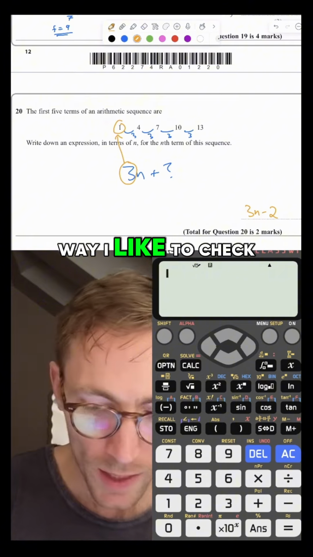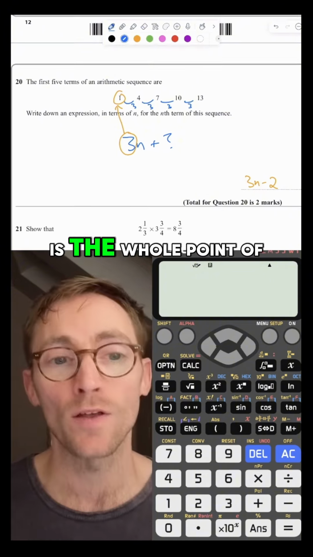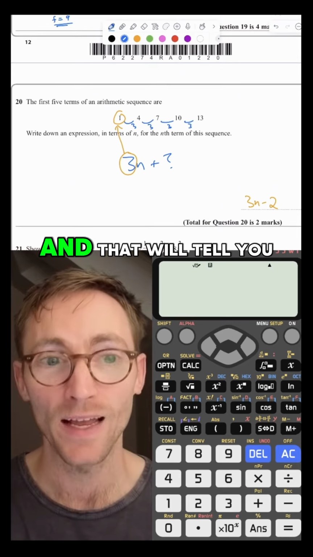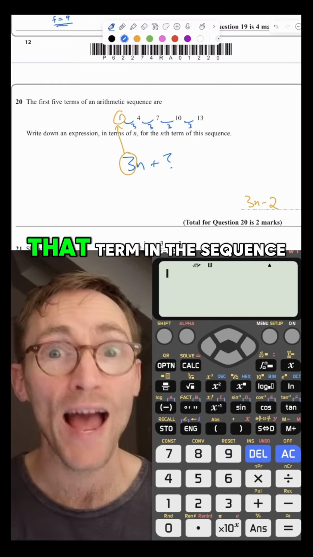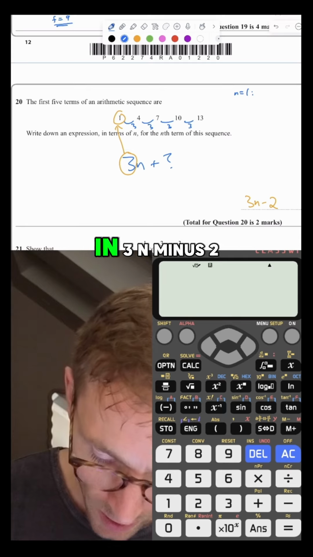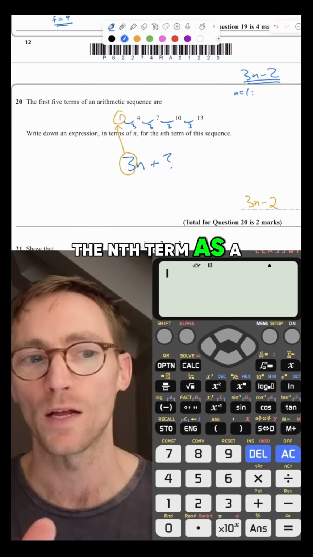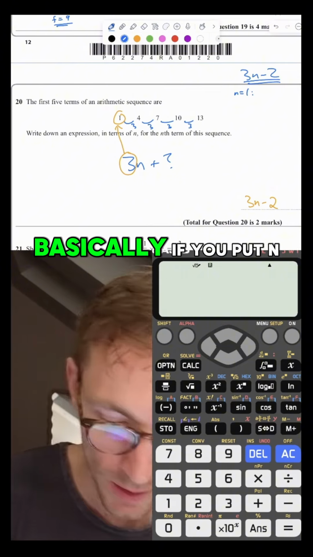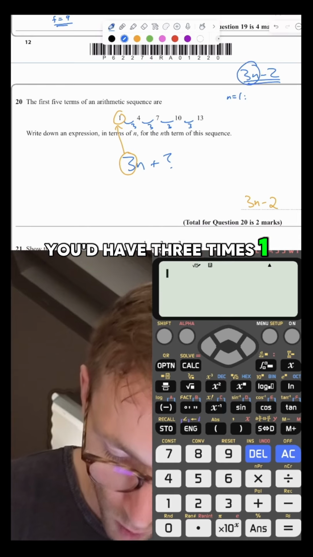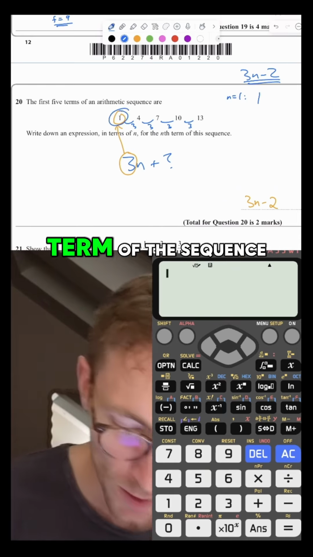The one way I like to check this, I would really want to check your work here, is the whole point of the nth term is that you could now make up a number for n, and that will tell you that term in the sequence. So if n was 1, in 3n minus 2. So this is what we think is the formula, the nth term as a formula for the sequence, basically. If you put n is 1 into this formula, you'd have 3 times 1, which is 3, and then minus 2, which is 1. And that is the first term of the sequence.